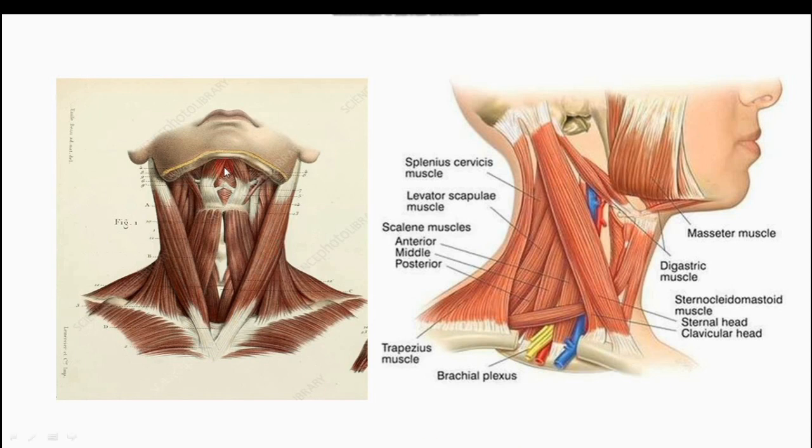Removing the skin, superficial fascia, then platysma. This region is covered by the deep fascia. The deep fascia is covering all this region here. So, this is prevertebral because these are the muscles which are present anterior to the vertebra in the region of the neck, and here is the paravertebral. The same is covered by the deep fascia.